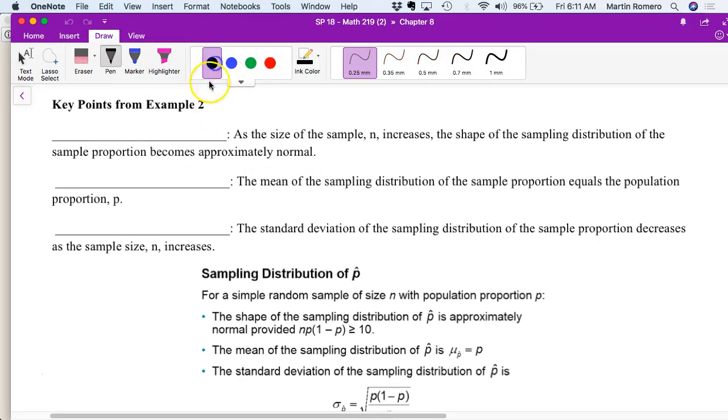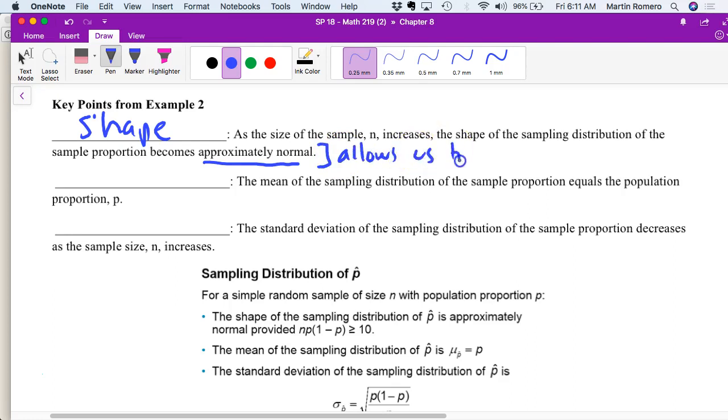The first thing that we want to take away here is called shape. As the size of the sample n increases, the shape of the sampling distribution of the sample proportion becomes normal. This becomes very important. This normal allows us to use the normal model. You know, the normal curve, but again, I'm using that word model. It allows us to use that normal calculator to solve problems.